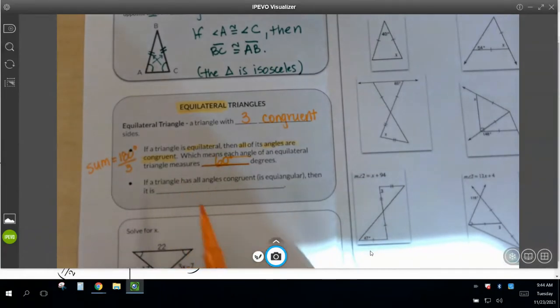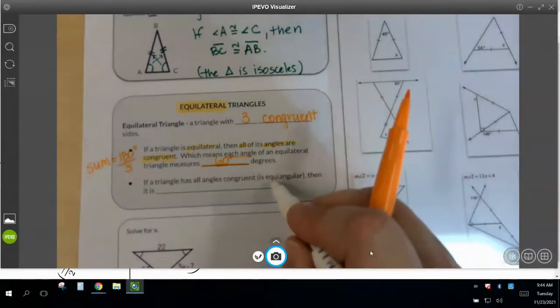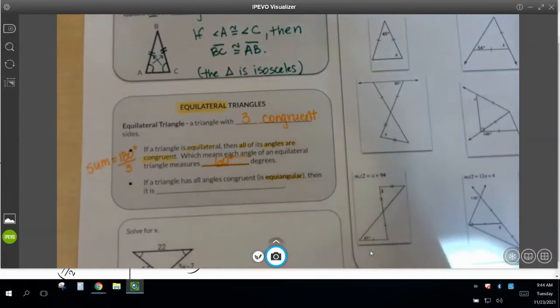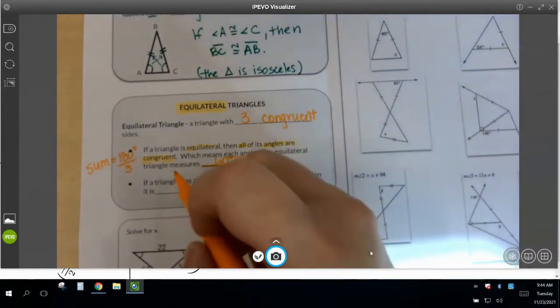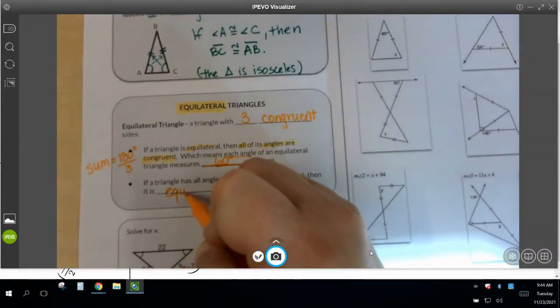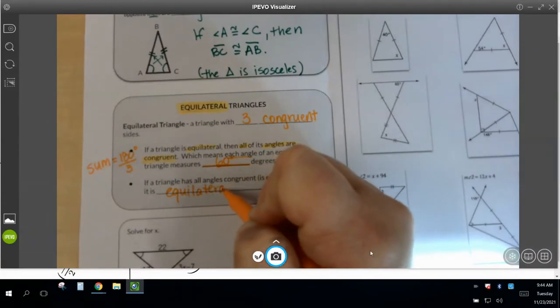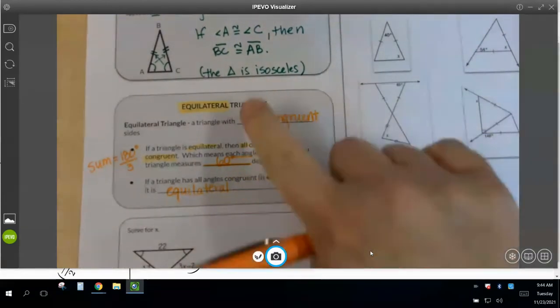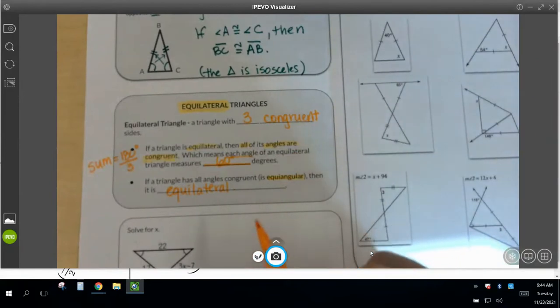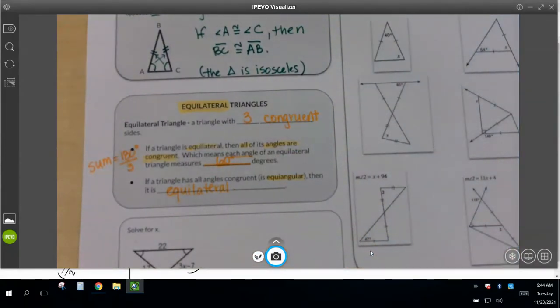And if a triangle has all angles congruent, that means we can call it equiangular instead, then it is equilateral. So this is a converse statement like the other one. So if you know that you have all three angles the same, if that's what's given to you, then you can conclude that all three sides are going to be the same length as well.